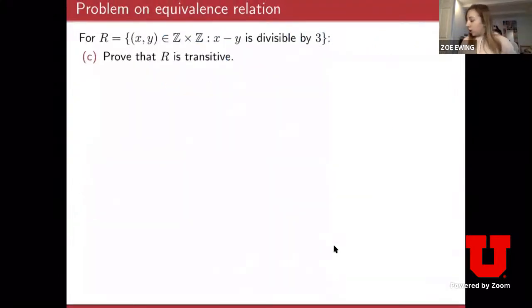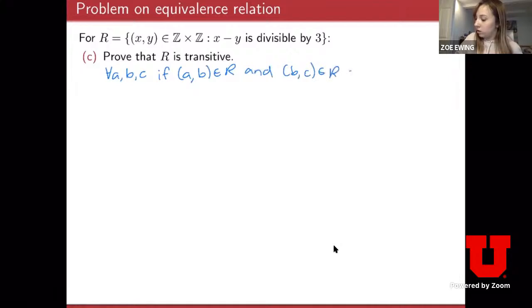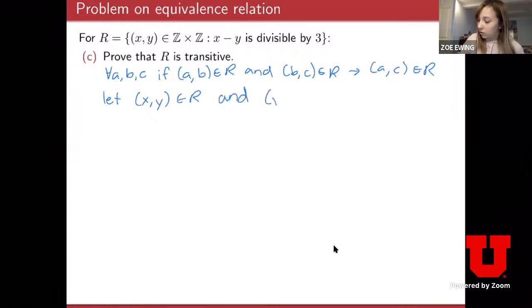Finally, we have to show that R is transitive. And transitive is the big long definition with a, b, and c. So if (a, b) is in the relation and (b, c) is in the relation, then (a, c) is in the relation. So let's start by using our hypothesis, and we're going to let (x, y) be in the relation, and (y, z) is going to be in the relation as well.